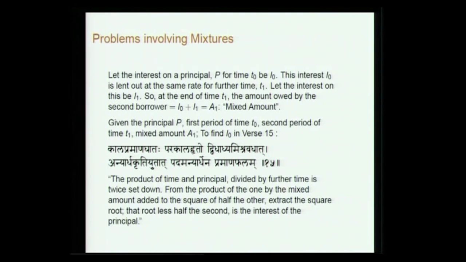This interest I0 is lent out at the same rate for further time T1. Let the interest on this be I1. So, at the end of T1, the amount owed by the second borrower is I0 plus I1, this is A1. So, when we are given A1, P and T0, you have to find out I0.